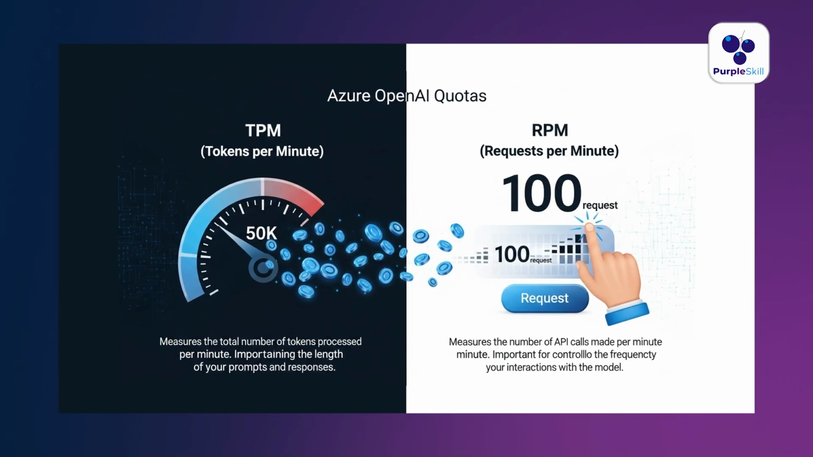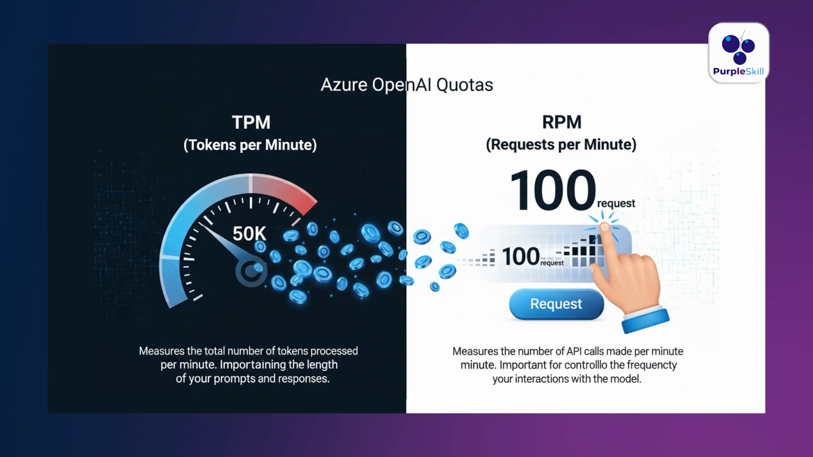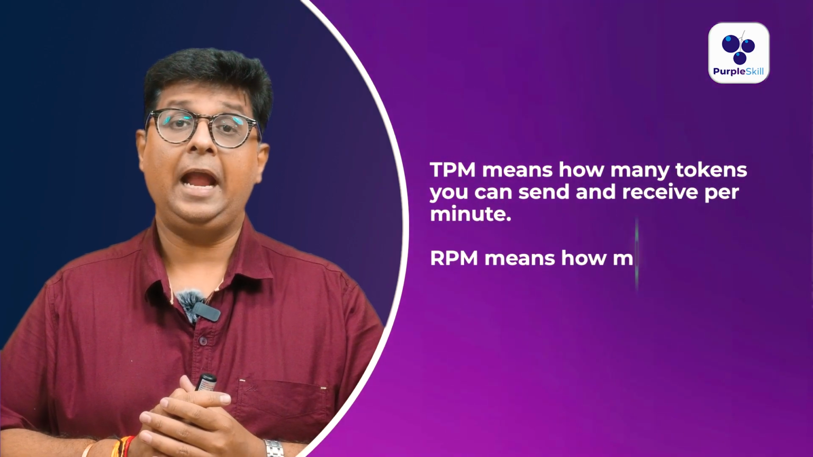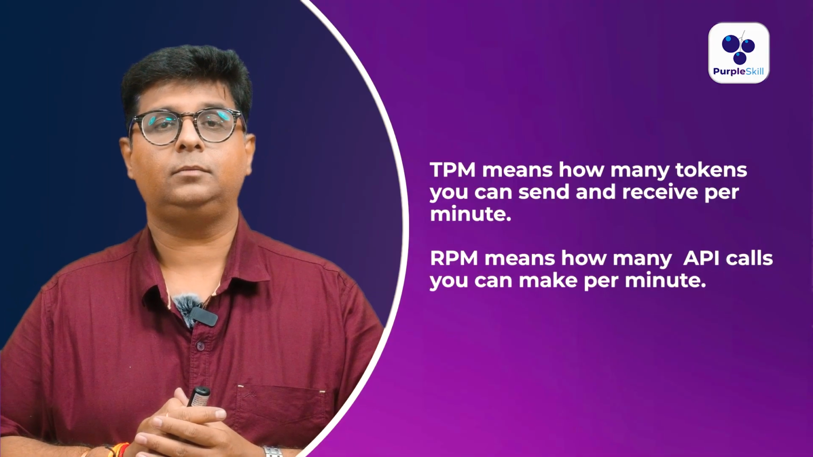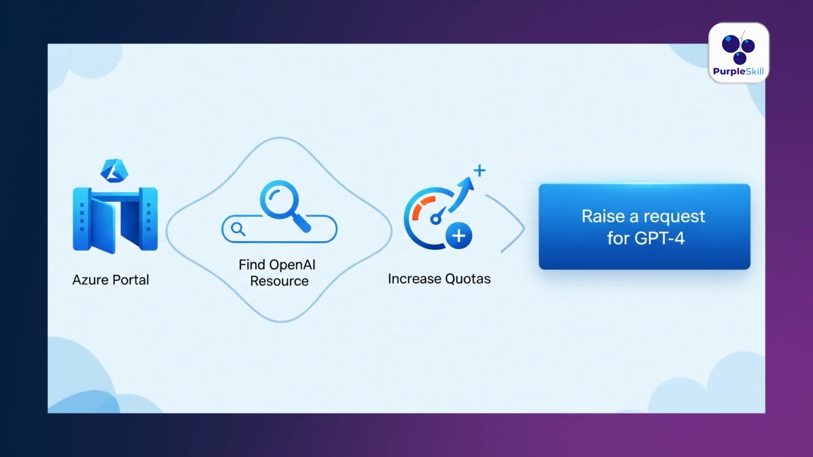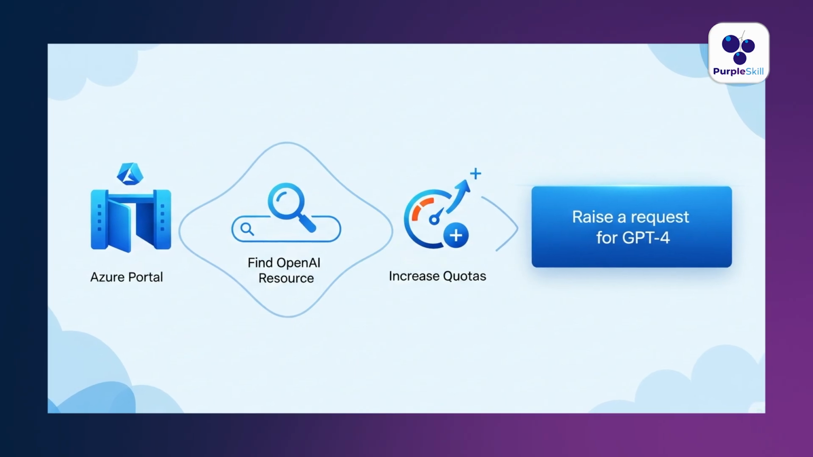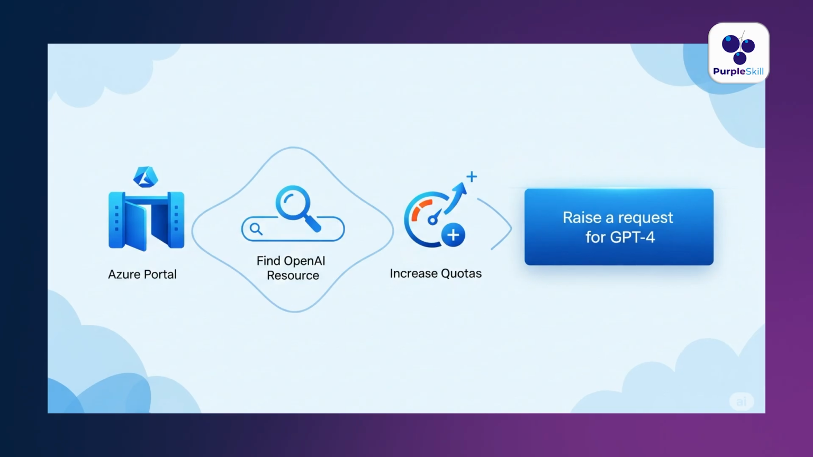There are two main types, TPM and RPM. TPM stands for tokens per minute and RPM stands for requests per minute. TPM means how many tokens you can send and receive per minute, and RPM means how many API calls you can make per minute. To manage the quotas, go to the Azure portal, find your OpenAI resource, and increase your quotas. And if you need more quota for GPT-4, don't forget to raise a request.